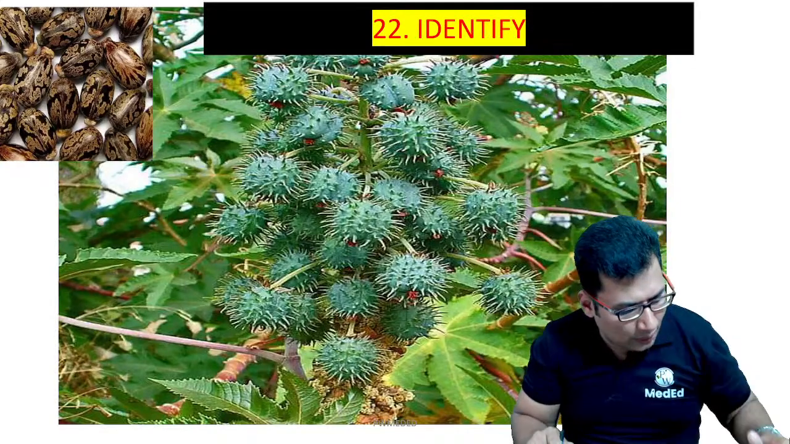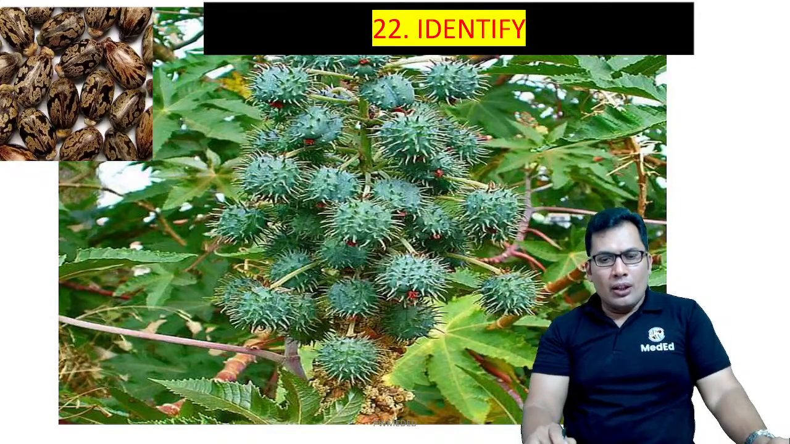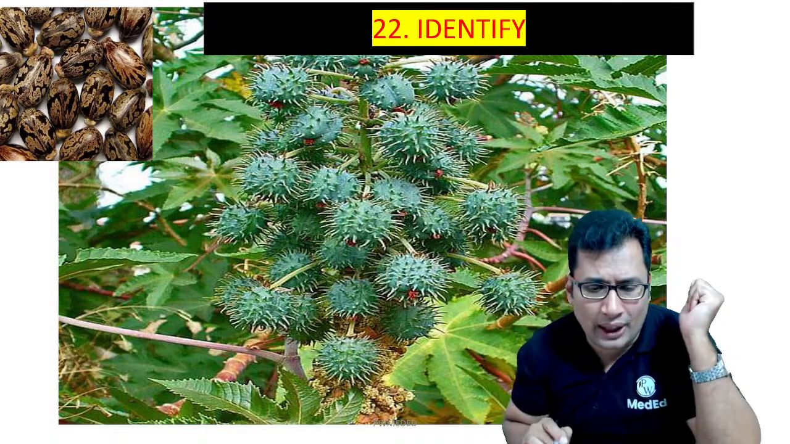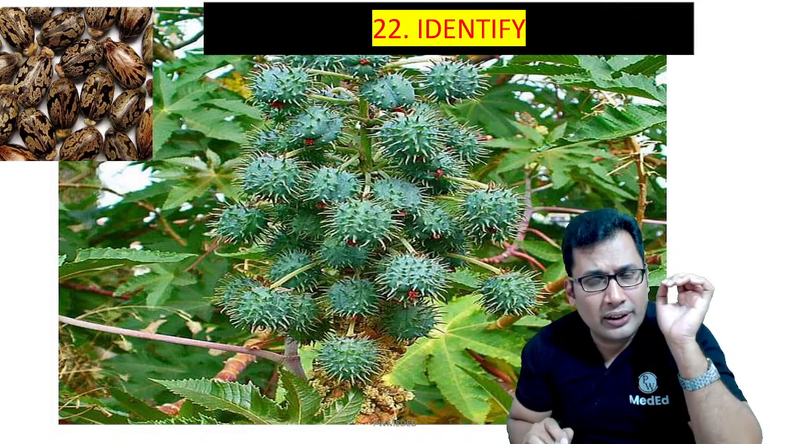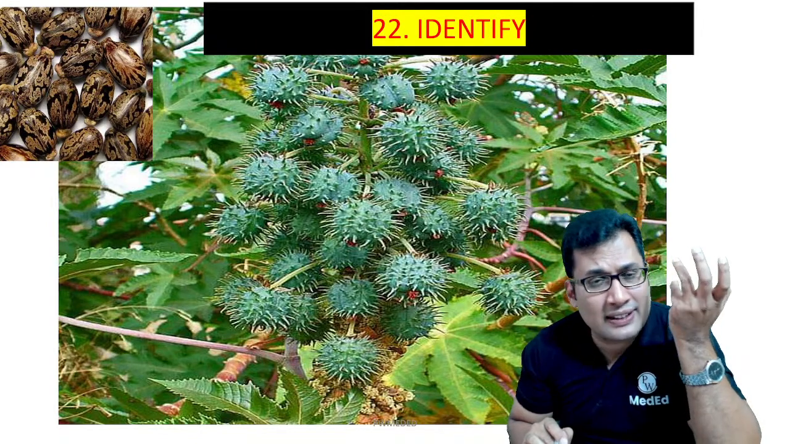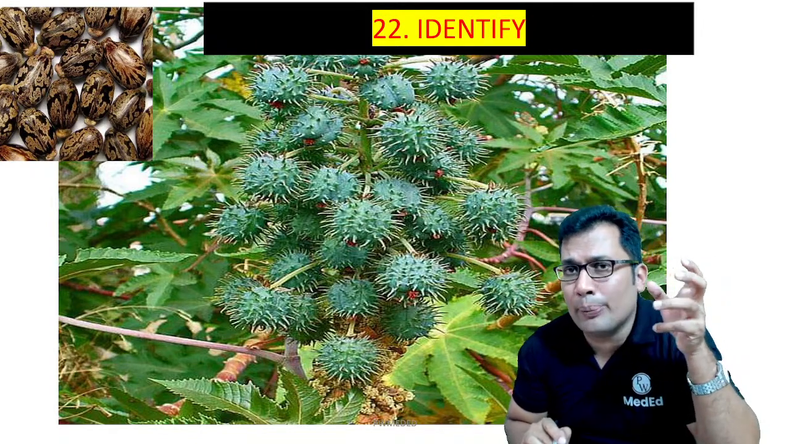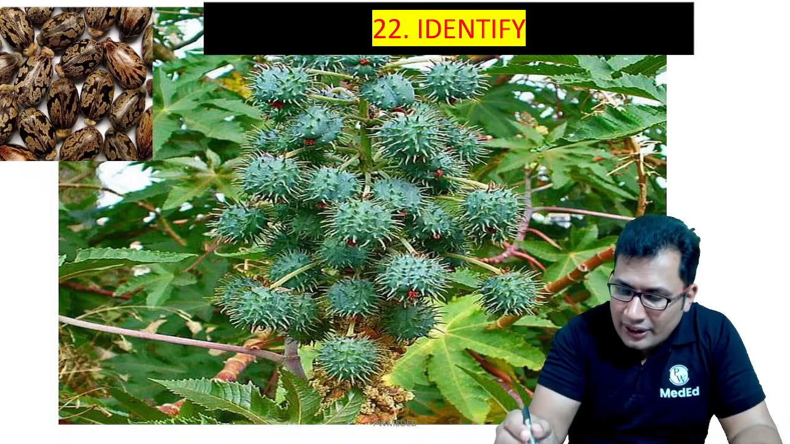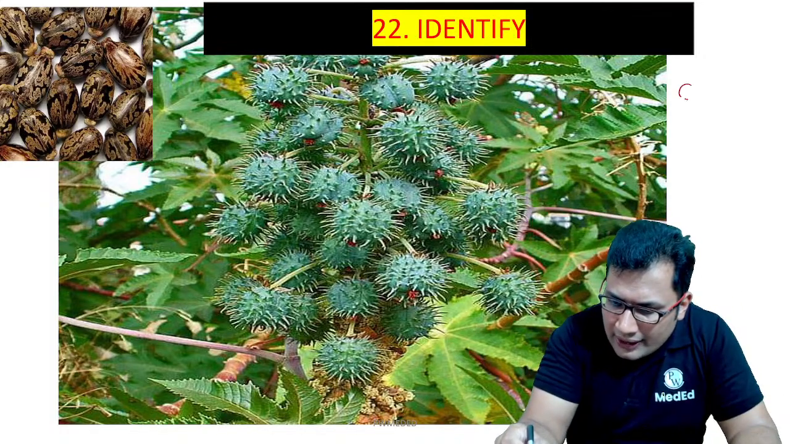Now look at this plant. Here I am giving a plant and also the seeds of that plant. What is the plant known as, and what are the seeds known as? It is a type of organic irritant. Can anyone guess? So this is the castor plant.